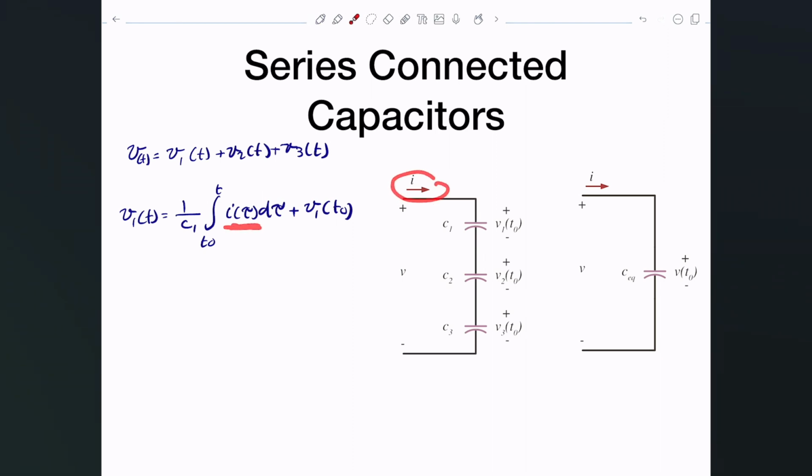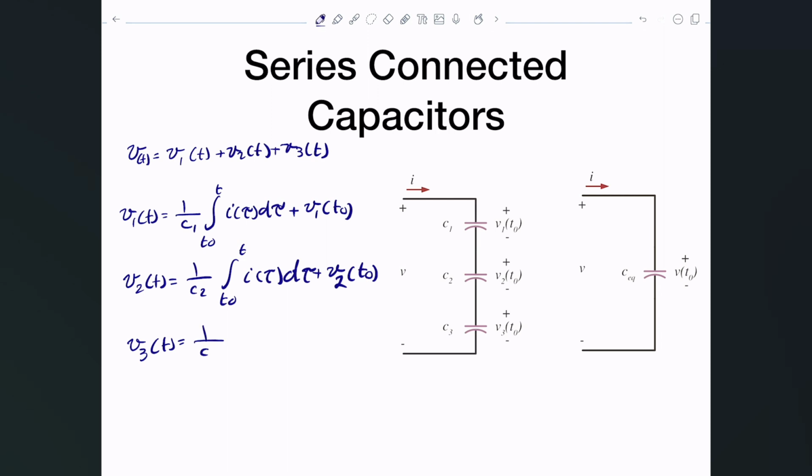So we know the current in here. We're going to assume that we know the current in here since they share it. This is how we get the first voltage. And you can repeat the same thing for V2, and what you will get is 1 divided by C2, integral from t0 to t, and that will be i, the same i of tau d tau, but a different initial voltage. So that should be V2 of t0. And then V3 of t will be simply 1 divided by C3, integral from t0 all the way to t of i of tau d tau, the same i, because they share the same current, plus V3 of t0. All right, so these are the three ones.